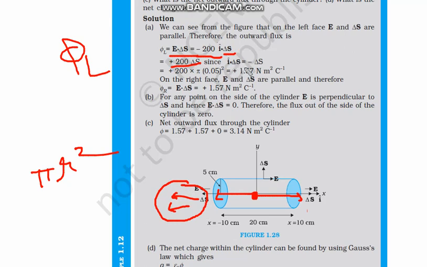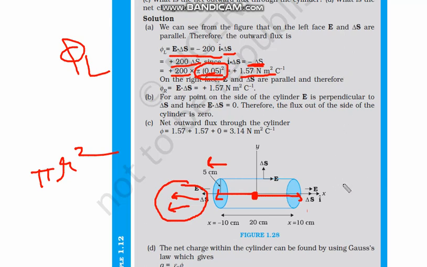So it becomes plus. Why? Because the normal to the area is also on the negative side, so you consider it as a negative area. Negative times negative is positive, and hence this is 200. i has magnitude 1 because it is a unit vector. The radius is in centimeters, so converting into meters, 5 centimeters is 0.05 meter. Square of that gives the surface area, pi r square. So this comes out as 1.57 newton meter square per coulomb.